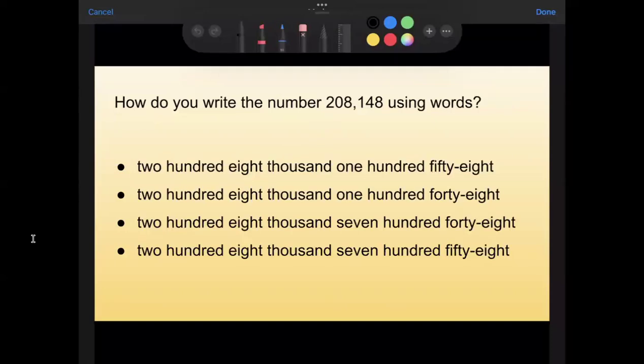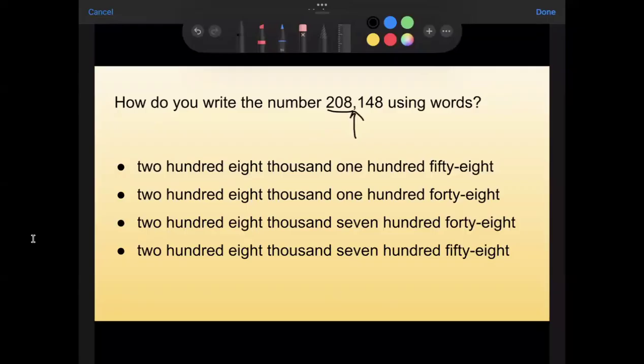Okay, here is our next one. How do you write the number 208148 using words? And the reason I read it the way I did just now is because I don't want to give anything away by reading it correctly. Okay, so let's focus on this 208 in the beginning. And remember, we can use that thousands comma to help us. So we know this is 208,000.